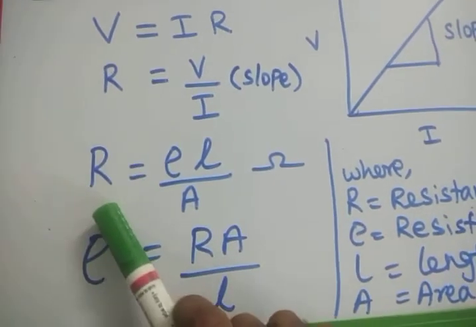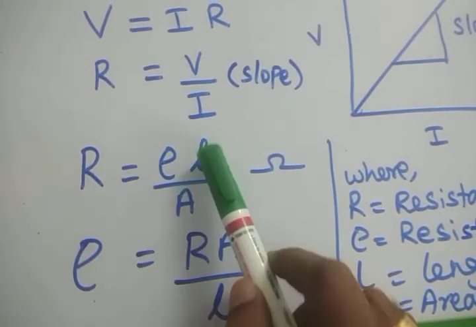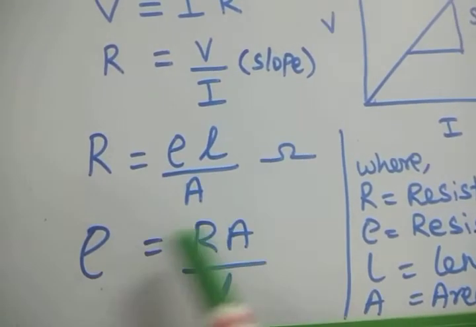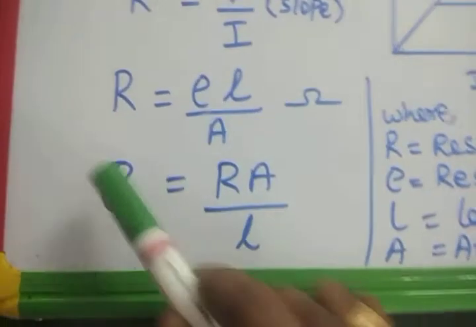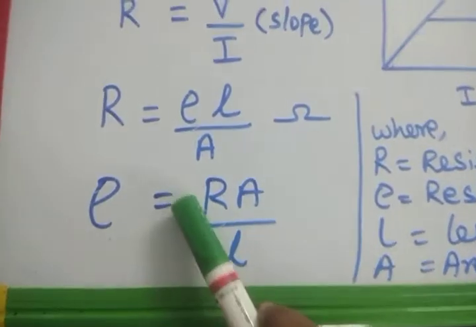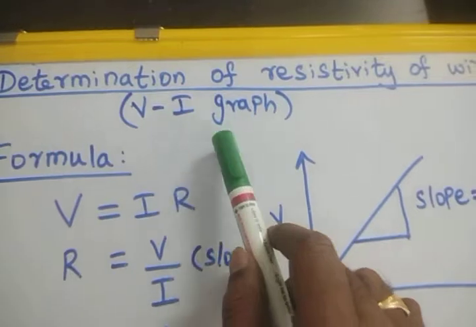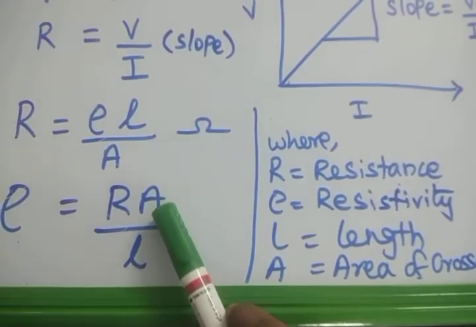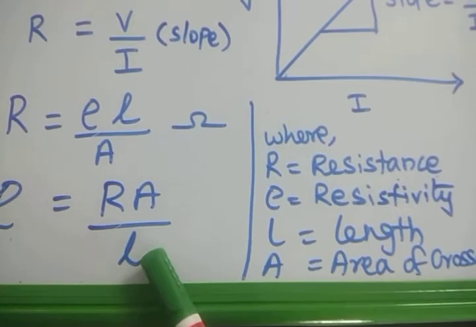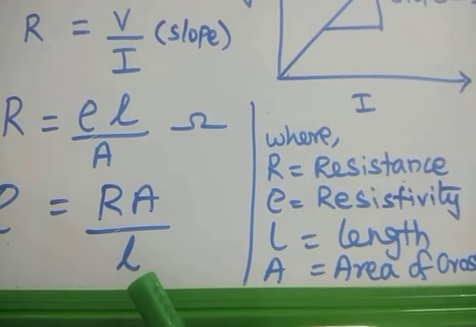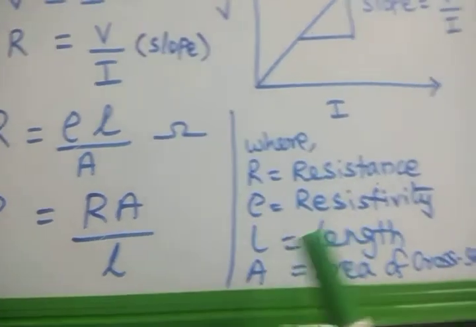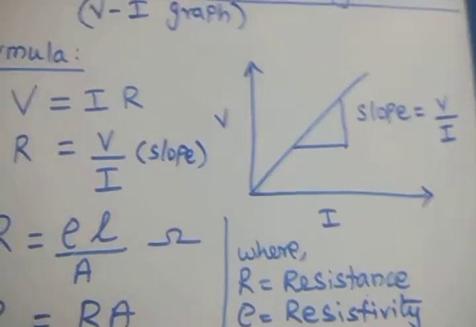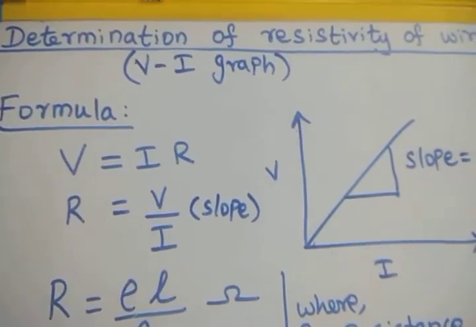What is the resistance formula? R is equal to rho L by A. So rho is equal to RA by L. The R value is determined by using the VI graph slope value, A is the area of cross section, and L is the length of the wire. So now we are going to do the experiment by using this formula.